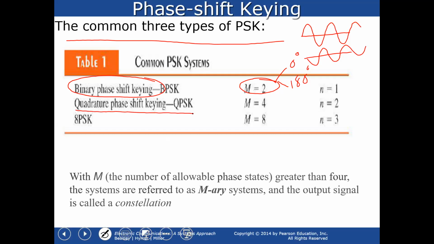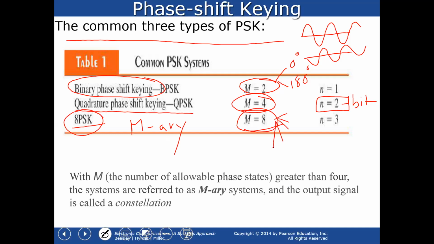We also have quadrature phase shift keying, QPSK. This one has 4 allowed states, and therefore you need 2 bits to produce that. Also, anything greater than 4, we call M-ary. So this one is an 8 PSK system with 8 allowable phase states. So you're doing 0 degrees and all the others, phase shifting for 8 different possibilities. And usually the output signals you're going to have, we call the constellation.